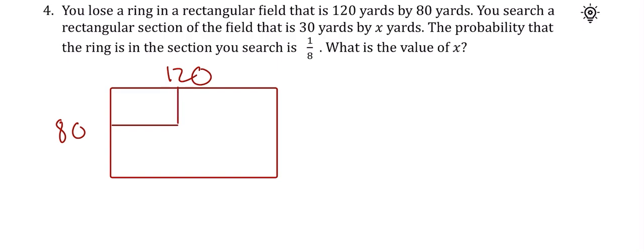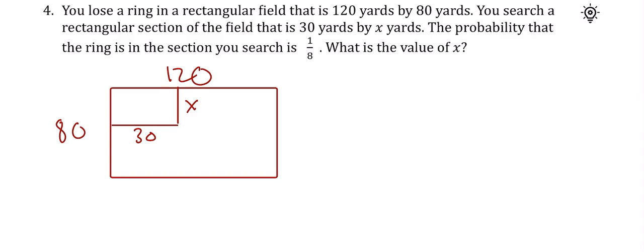Your diagram doesn't need to look exactly like this, but you can draw it a few different ways. So this is going to be 30 and x. Okay, then they say the probability that the ring is in the section you search is 1 out of 8. What is the value of x? Okay, this one's a light bulb and for good reason because it's a little bit tricky. Well, let's think it through.